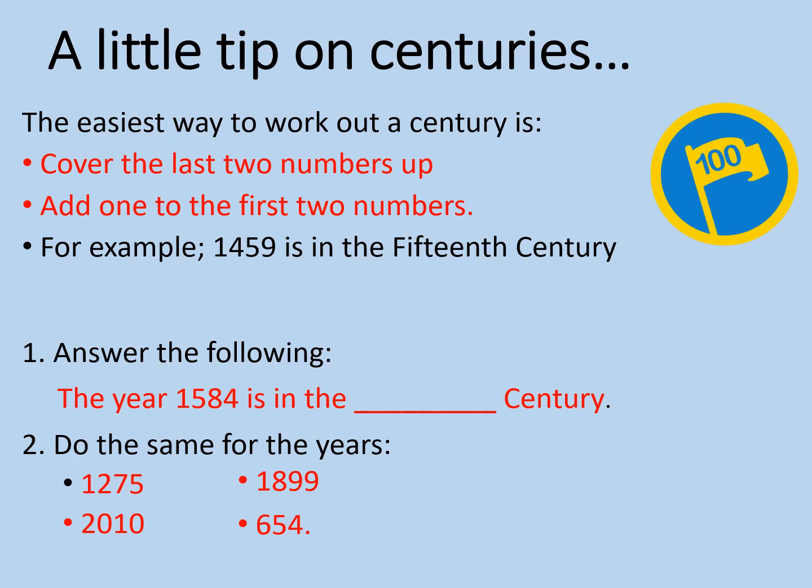The year 1584 is in the which century? Remember how to work it out. And then do the same for 1275, 2010, 1899 and 654. Bear in mind too that that's how we read these dates. We wouldn't say the year 1584, we would say 15 84. Or if we've only got 3 digits, it would be 654 rather than 6 54. Pause the video while you complete those tasks, and like I say, don't spend long on it.